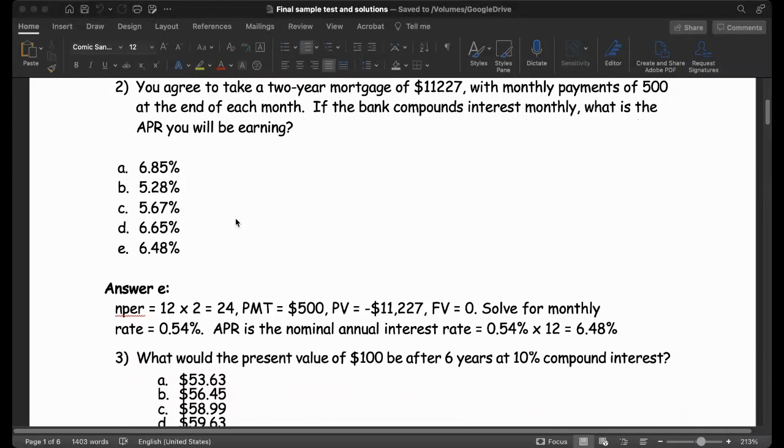Question number 2. You agree to take a 2-year mortgage of $11,227 with monthly payments of $500 at the end of each month. If the bank compounds interest monthly, what is the APR you will be earning?